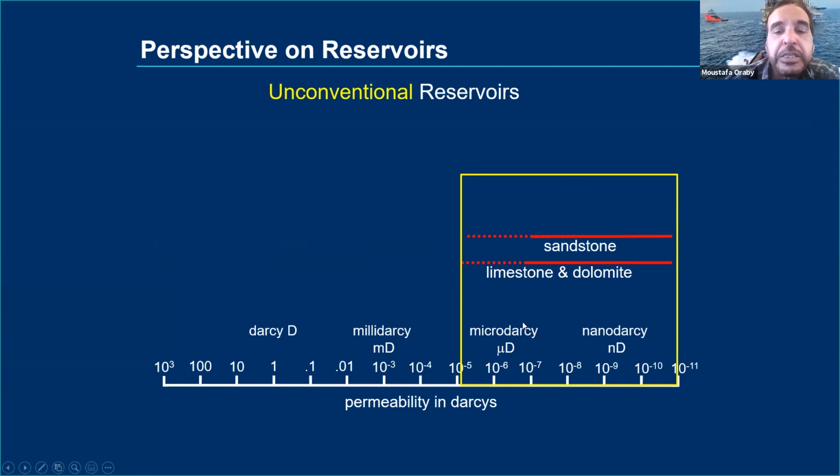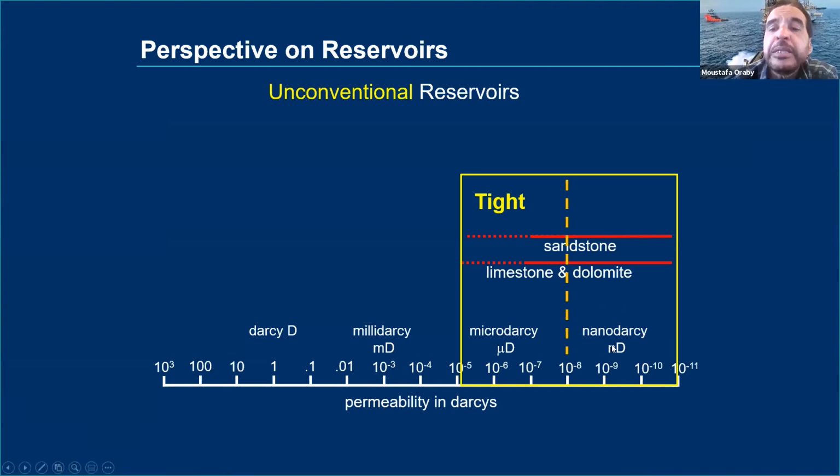So if you are in the microdarcy permeability or the nanodarcy permeability, you are not a conventional reservoir. You have an unconventional reservoir. But we come here and we put a separator between the microdarcy and the nanodarcy. The microdarcies, we don't call them shale, we call them tight reservoir. So you know the tight gas reservoir, you know the tight oil reservoirs. So the tight gas and the tight oil are normal reservoirs that have permeability in the microdarcy values.